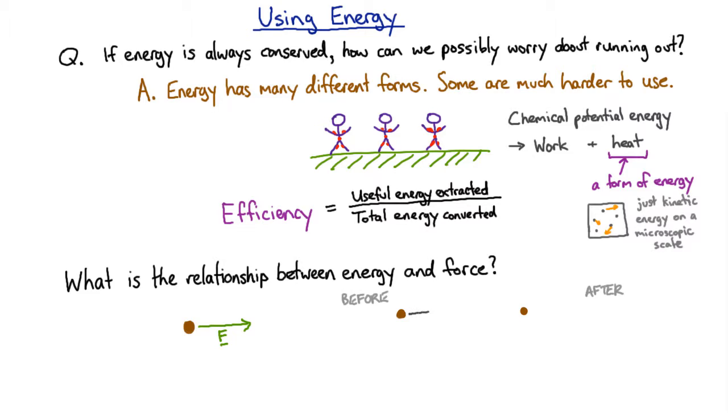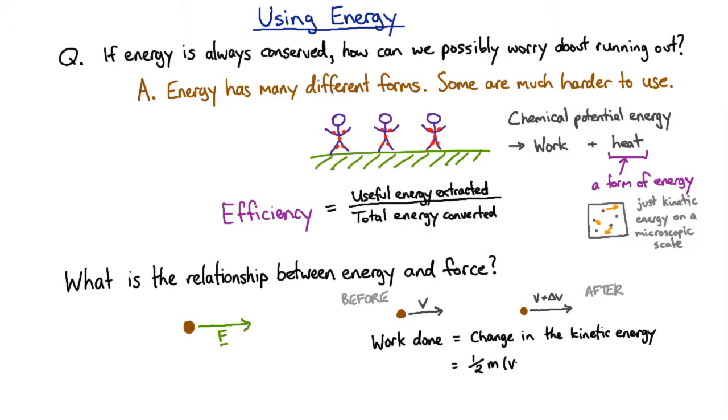Initially it's going to have a velocity v, and then afterwards it'll have a very slightly different velocity, v plus delta v, a little change. And we're going to look at the work done, and that's going to be the change in the kinetic energy. We know the relationship between the kinetic energy of a particle and its velocity. It's just a half times the mass of the particle times its velocity squared. And so after it's had some acceleration, it's going to be going a little bit faster.